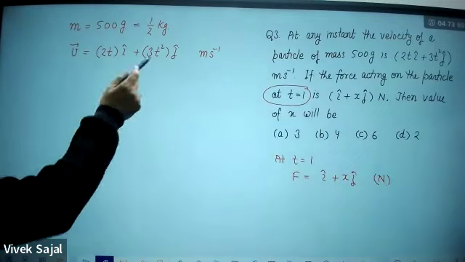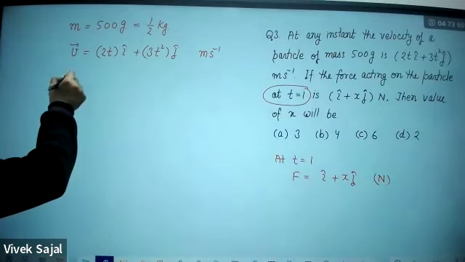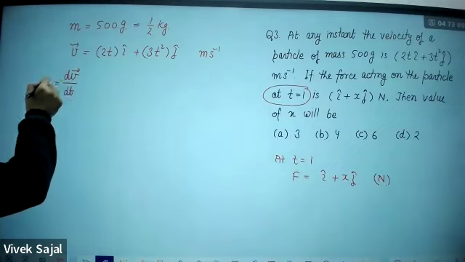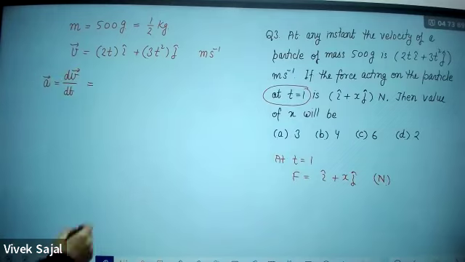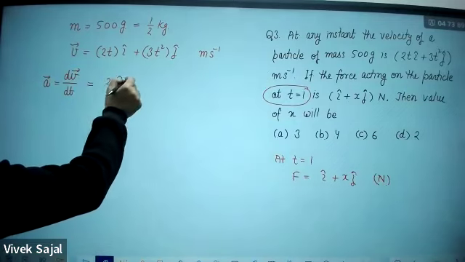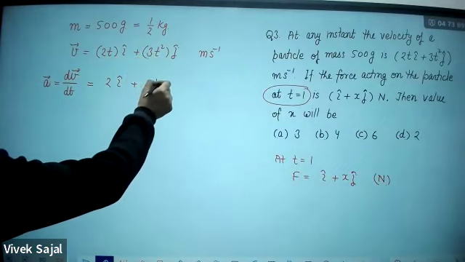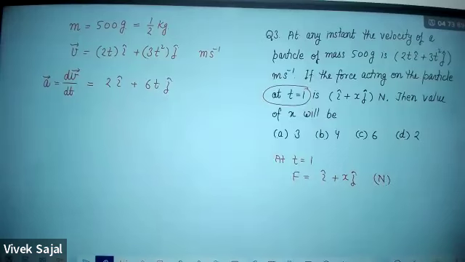So here velocity is given. If I differentiate this with respect to time, I can find out the acceleration. So dv by dt will be equal to acceleration. And the acceleration will be 2 i cap plus 6t j cap. This is the acceleration.